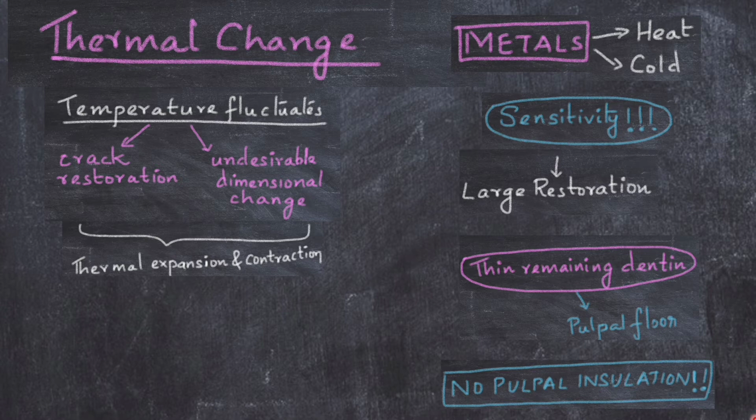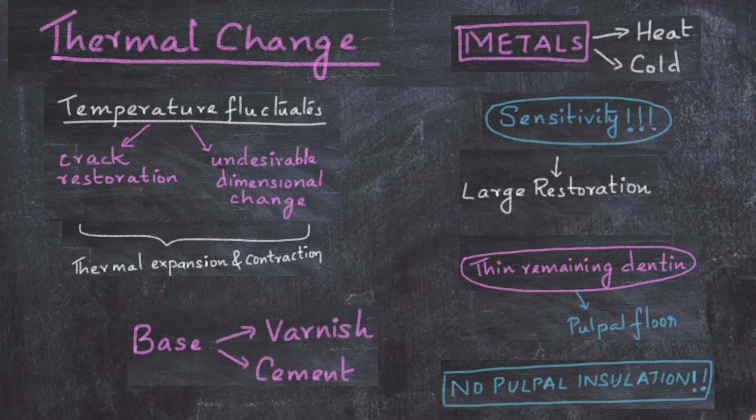So how can this be rectified? It can be rectified by using either a base or an insulating cement. That is, you can use either a varnish or a cement to provide a protective layer, like an insulation to the pulp.